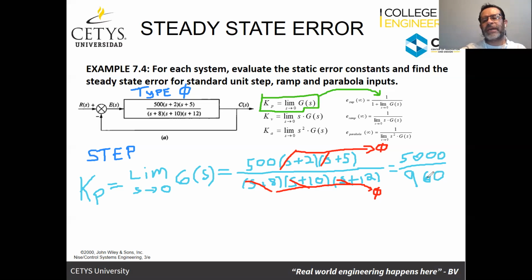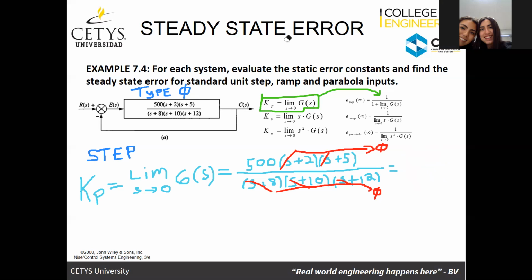So this is 5,000 divided by 960. Can somebody give me that value? 5.2. 5.2, perfect.